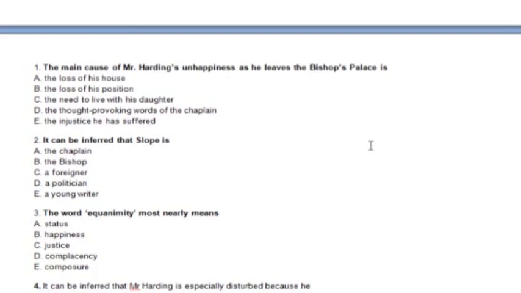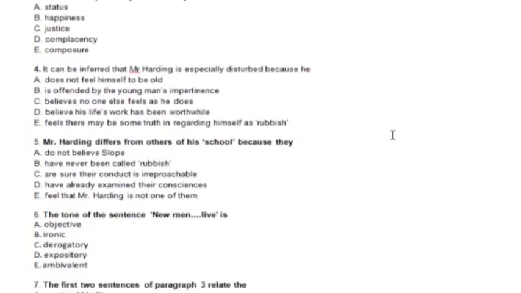Question number two is, it can be inferred that Slope is A. the chaplain, B. the bishop, C. a foreigner, D. a politician, E. a young writer. Question number three is, the word equanimity most nearly means A. status, B. happiness, C. justice, D. complacency, E. composure.